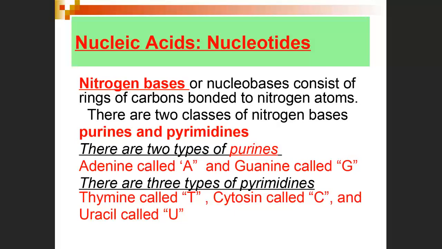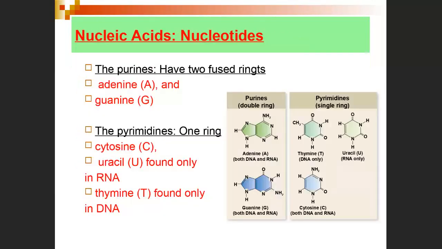Know that the nitrogenous bases come in two types, purines and pyrimidines. Purines are adenine and guanine. Pyrimidines are thymine, cytosine, and uracil. You should know those, and the chemical structure of each. Purines are made of 2 rings. Pyrimidines are made of 1 ring. Adenine and guanine are found in both DNA and RNA. Cytosine is found in DNA and RNA. Uracil is only in RNA. Thymine is only in DNA.